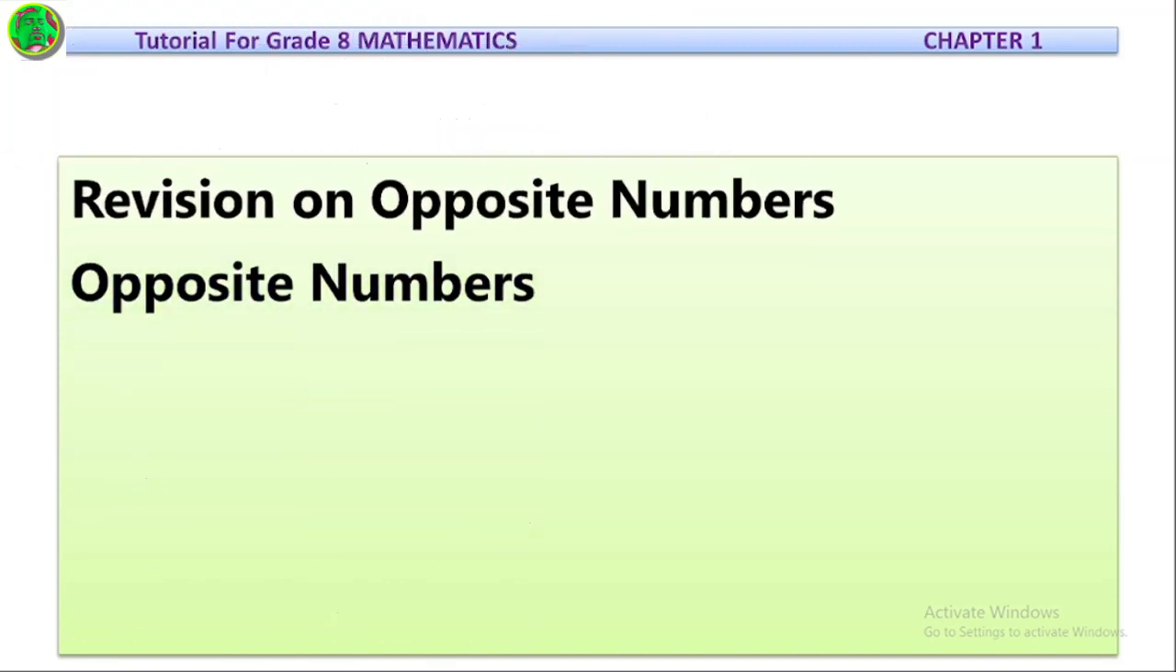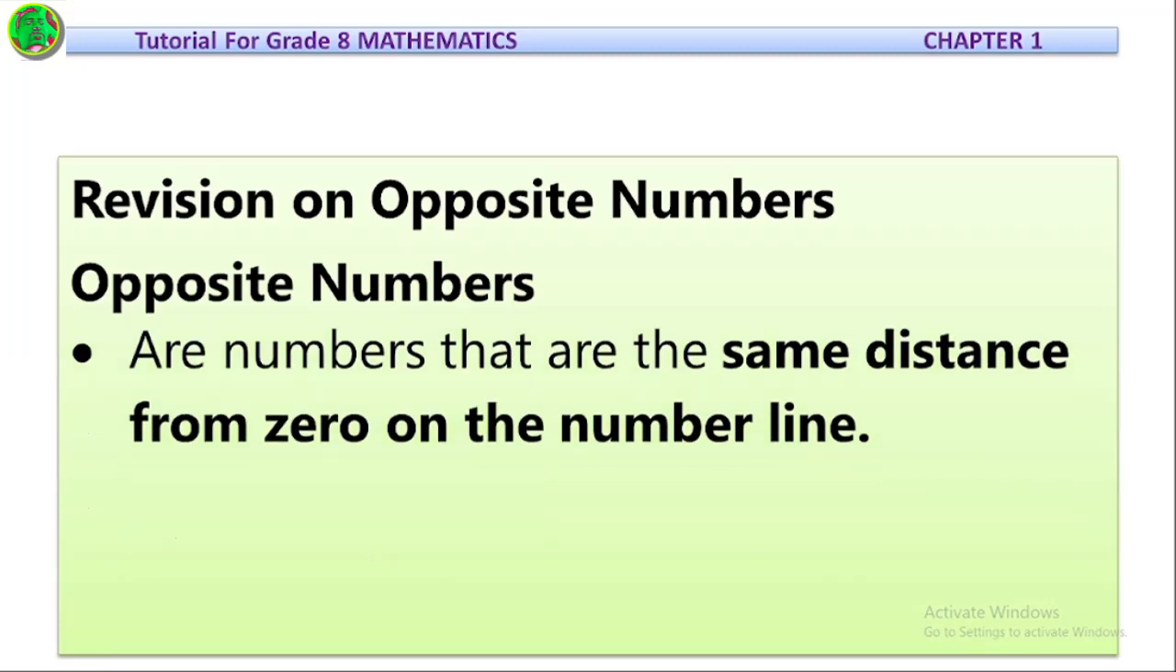Revision on opposite number. What do you mean by opposite number? A number that are the same distance from 0 on the number line is taken as opposite number. ተቃራኒ ቁጥሮች ማለት ነው ኦፖዚት ነምበር ማለት። ስለዚህ እነዚህ ተቃራኒ ቁጥሮችን እንዴት ነው የምንለያቸው? በቁጥር መስመር ላይ በእኩል ርቀት ከዜሮ በተቃራኒ አቅጣጫ ማለት ነው በእኩል ርቀት የሚገኙ ቁጥሮች ተቃራኒ ቁጥሮች ወይም ኦፖዚት ነምበርስ ብለን እንጠራቸዋለን። Opposite numbers are numbers that are the same distance from 0 on the number line.